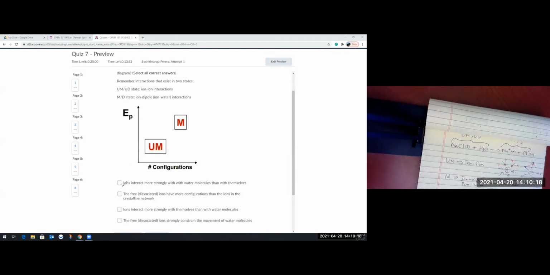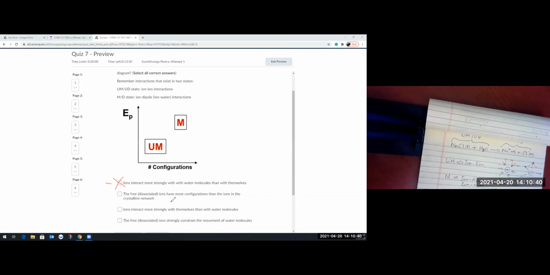So let's take a look at this. It says ions interact more strongly with water molecules than with themselves. This is wrong. Here we are describing ion-water or ion-dipole interactions. They are weaker because the mixed state has a higher potential energy. So the first statement is wrong.